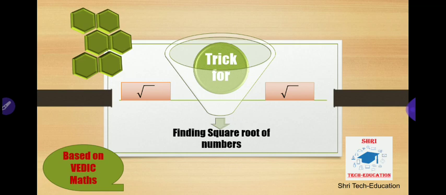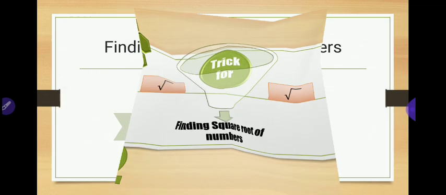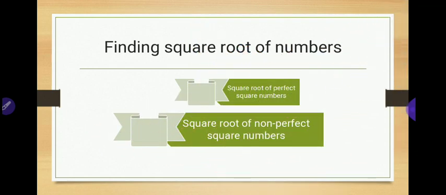In the last video lecture, we studied one trick for finding the square roots of numbers. Now let us begin the next video for the same lecture, that is, finding the square root of numbers. In the last lecture we studied how to find the square root of a perfect square number, but in this lecture, we will study the square root of non-perfect square numbers.